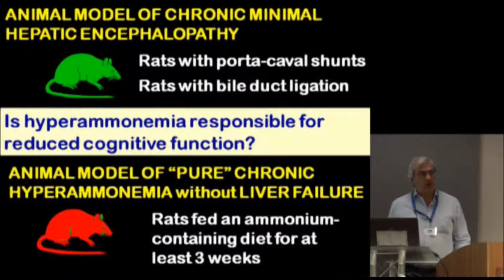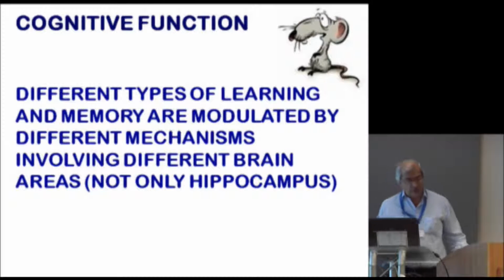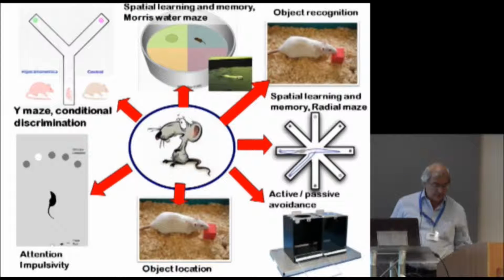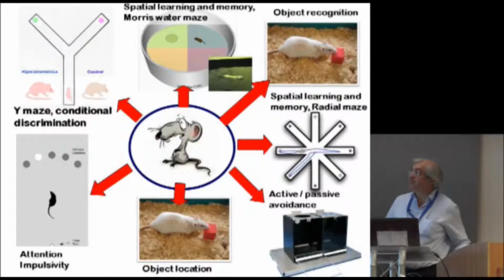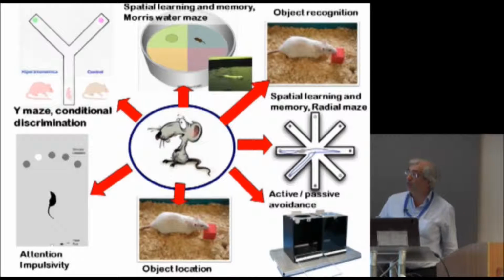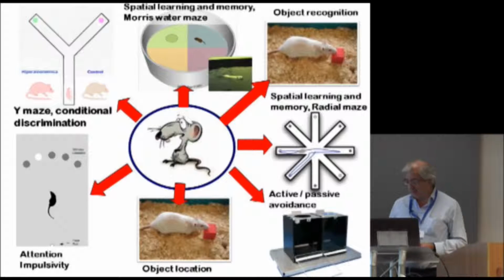And to assess the role of hyperammonemia, we are using a model of chronic hyperammonemia without liver failure that we get by feeding rats an ammonium-containing diet. With these models, we study different types of learning and memory, which are mediated by different mechanisms involving different brain areas. These are some of the tests that we perform: the Y maze, Morris water maze, radial maze, and today we will focus mainly on the Y maze.